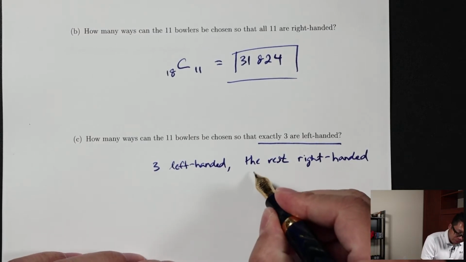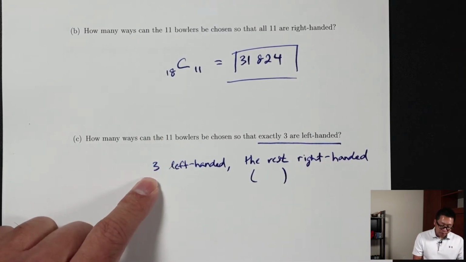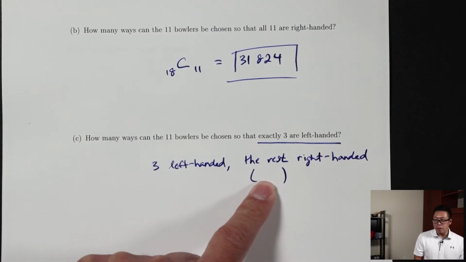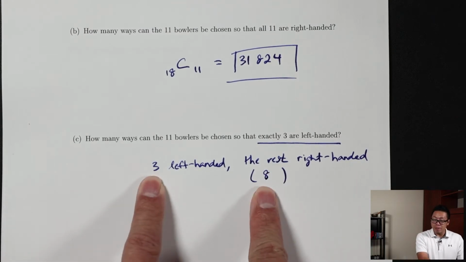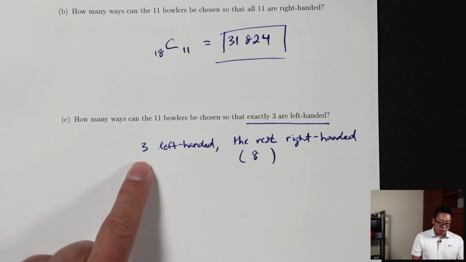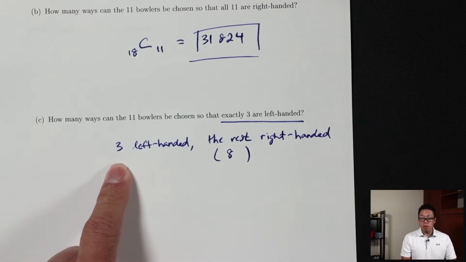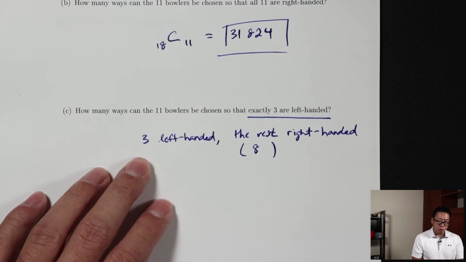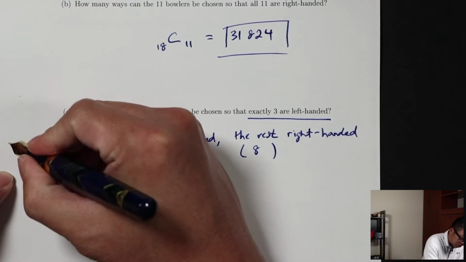How many is the rest? I want 11 bowlers total, right? So I want 3 left-handed and then the rest right-handed. So if I want 11 total, the rest would mean 8, right? Because 8 plus 3 will give me my 11. So exactly 3 left-handed means 3 left-handed and 8 right-handed. Okay, so I want to choose 3 left-handed bowlers and then 8 right-handed bowlers. So this is a multi-choose because I'm choosing 3 left-handed and then 8 right-handed.